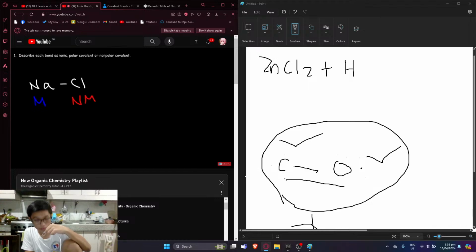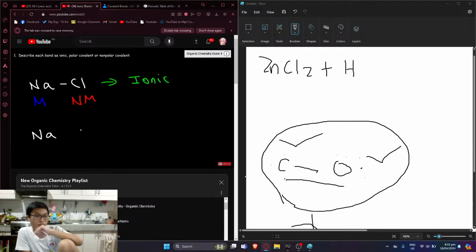nonmetal. And typically, when you have a metal mixed with a nonmetal, for the most part, it's safe to say that it's going to be an ionic bond. Sodium chloride is made up of ions. In this substance, sodium has a positive charge, and chlorine has a negative charge. Positively charged ions are known as cations, and negatively charged ions are known as anions. And so that's why we have an ionic bond.